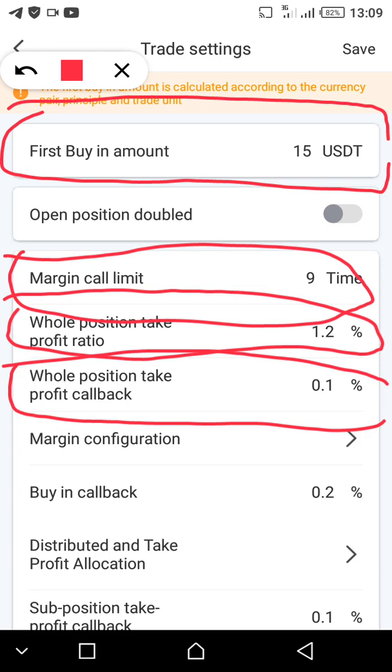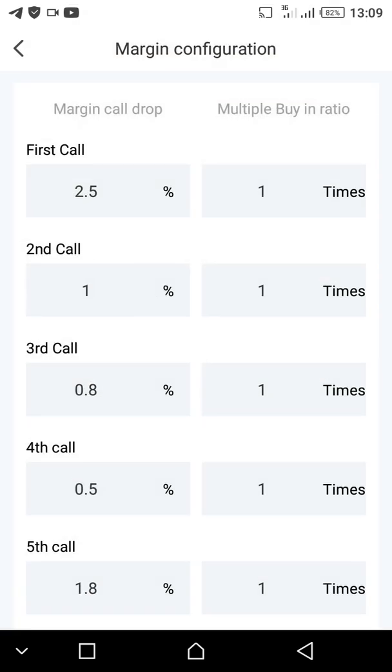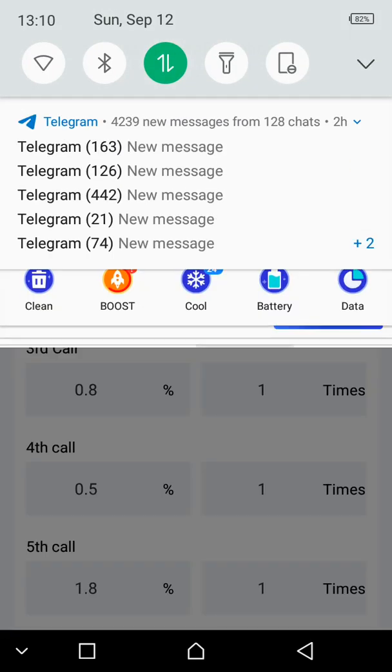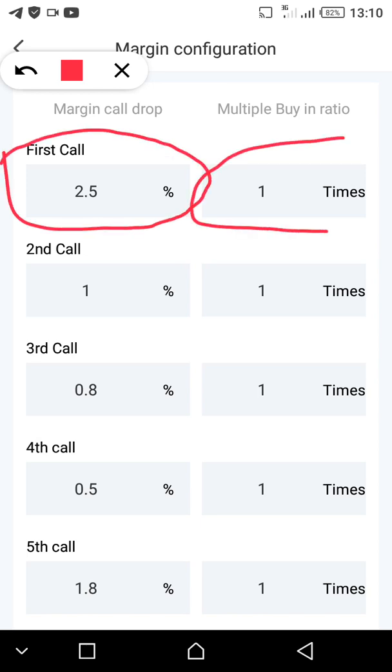Now, margin configuration, a very interesting place. This is where the program actually works. This is it, margin calls. What does this one mean? This one means that if it goes down by 0.25, it should buy once. What is one time? Your first buy, that is what is multiplying. That is your first buy.